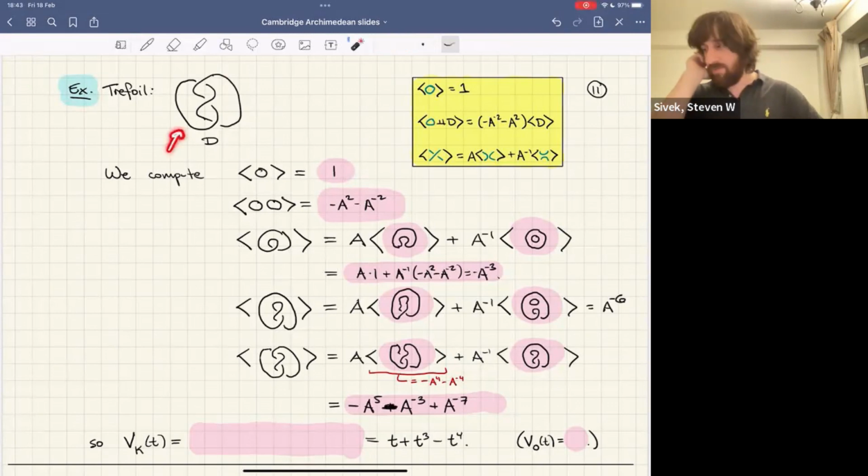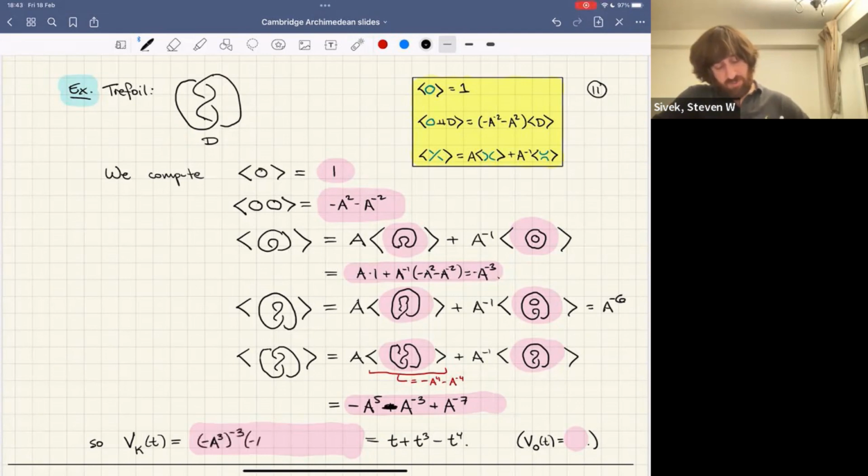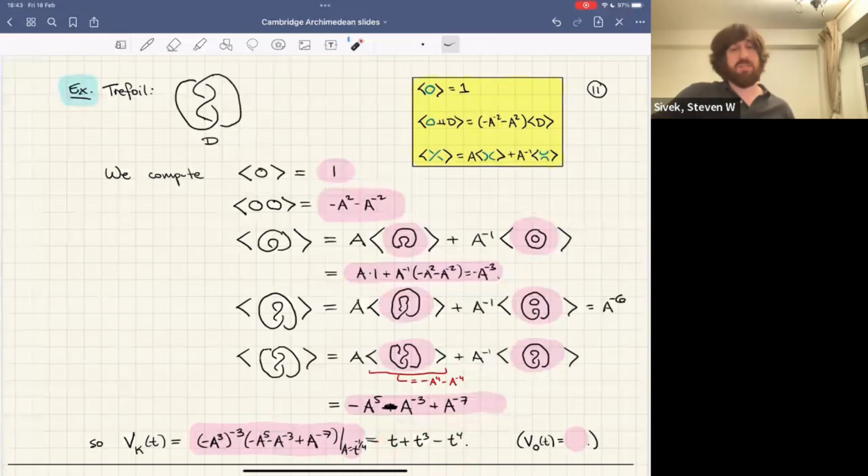If I tell you that the writhe of this diagram is 3, then the Jones polynomial is going to be minus a cubed to the minus 3 times that polynomial I just wrote down, minus a to the 5th minus a to the minus 3 plus a to the minus 7th, and we substitute a is t to the minus 4th. And this gives us the Jones polynomial, t plus t cubed minus t 4th. That's what we associate to this trefoil.